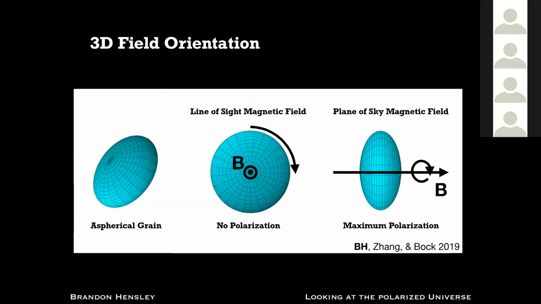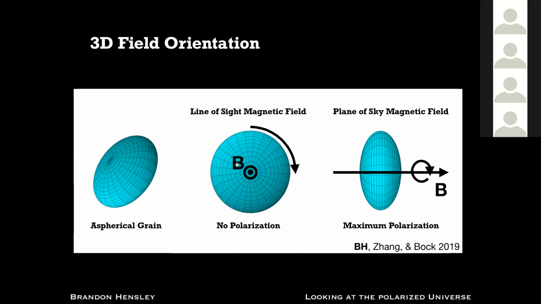The other thing that is embedded in this is the 3D field orientation. It's thought that some of these relations are dependent on the orientation between the magnetic field and the line of sight. So just to give a quick picture, if you have an aspherical grain and you're looking down the barrel of a magnetic field like this, small perturbations to the magnetic field are going to cause big perturbations to your polarization angle and give you lots of polarization angle dispersion.